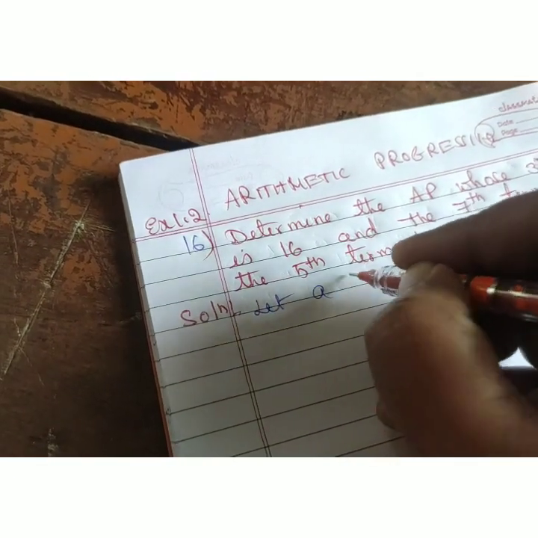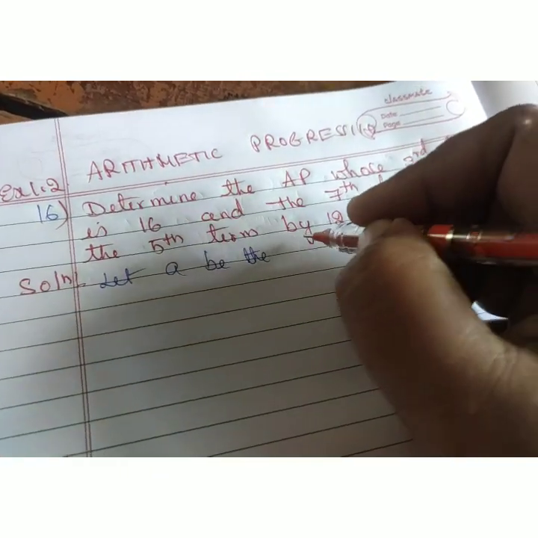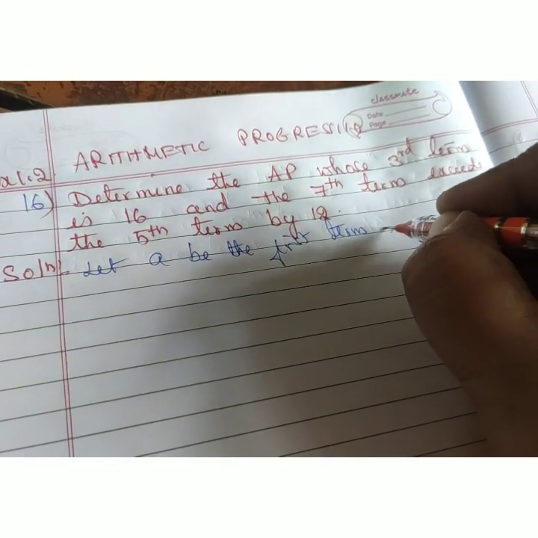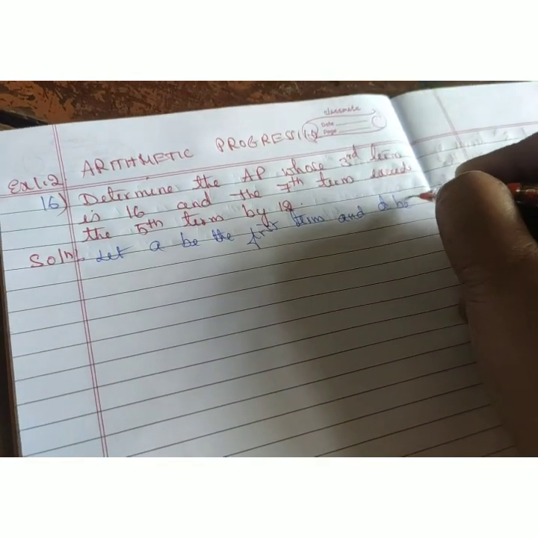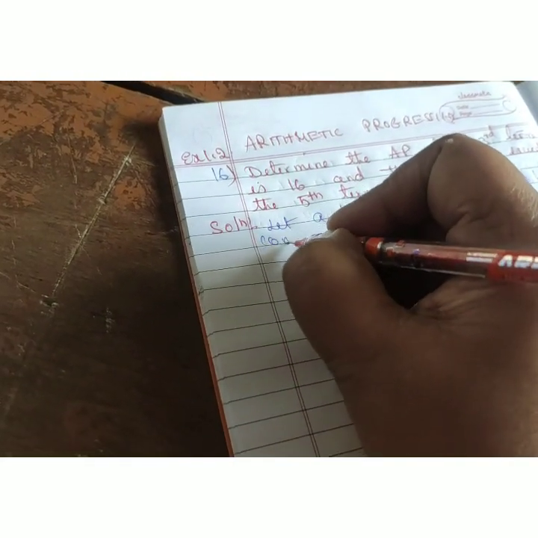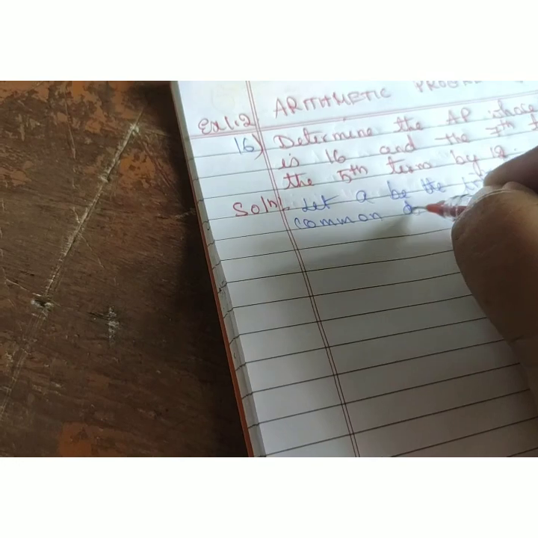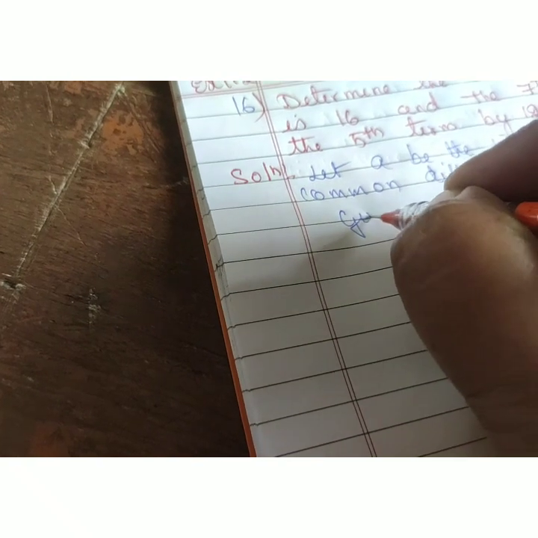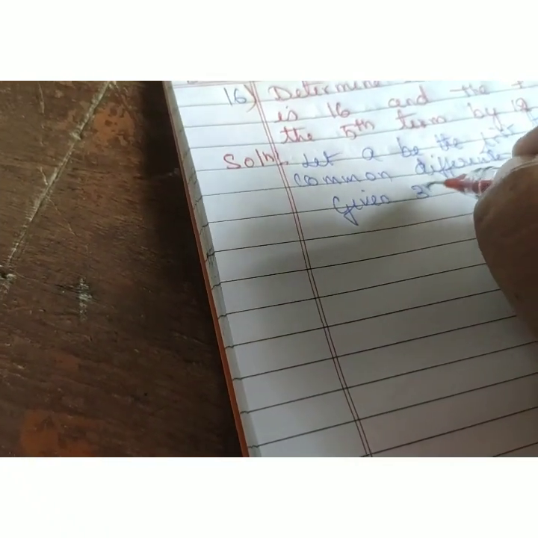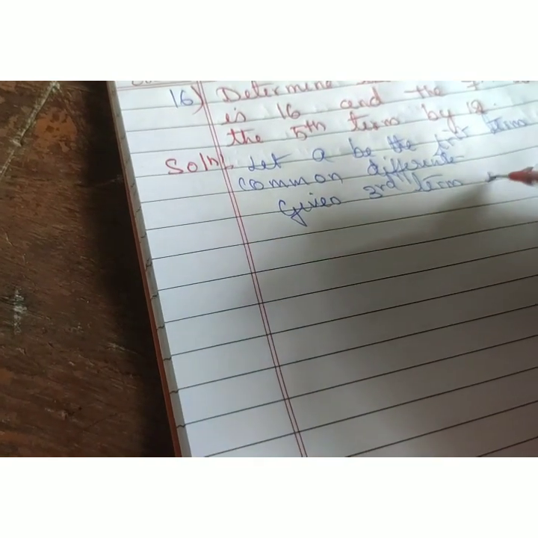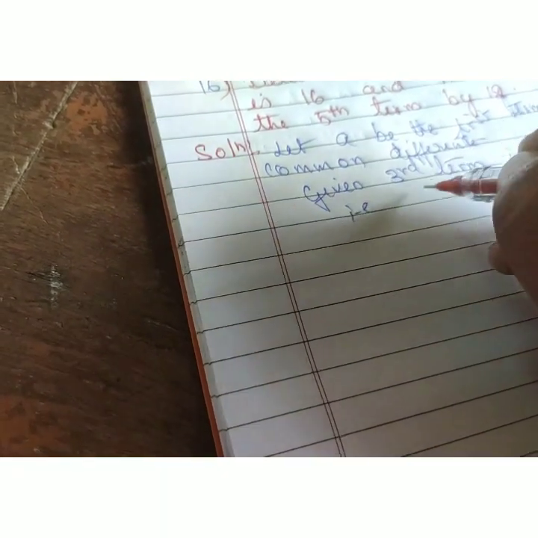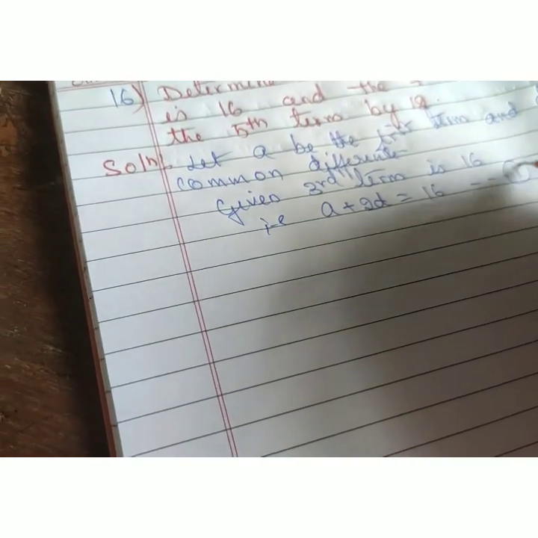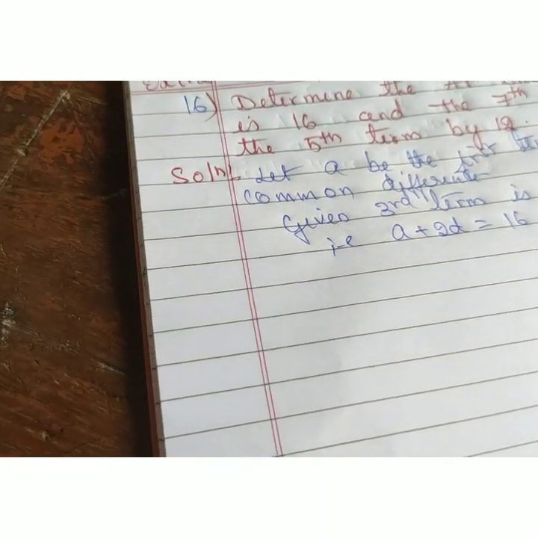So let us start here. Let A be the first term and D be the common difference. What is given? The third term is 16, that is A plus 2D is equal to 16. Let us take this as equation 1.